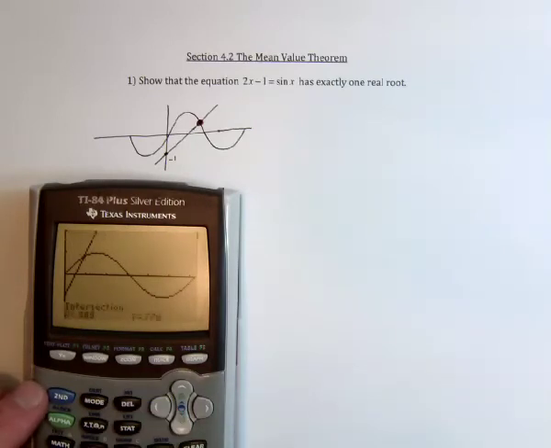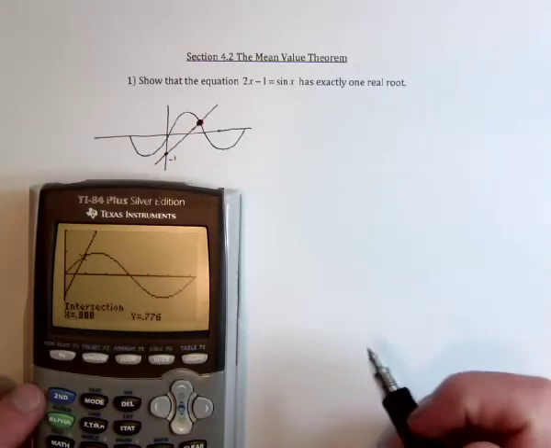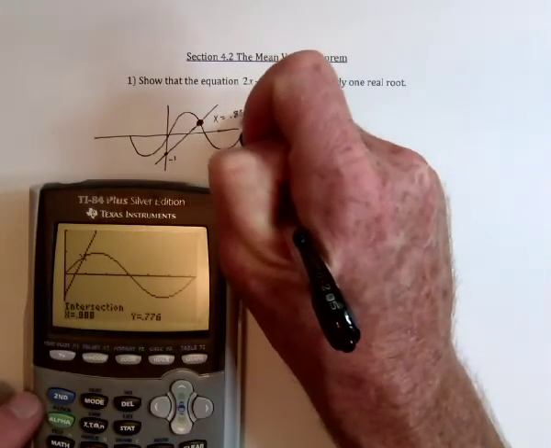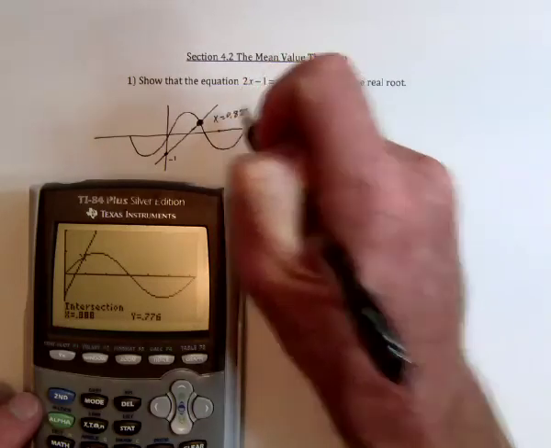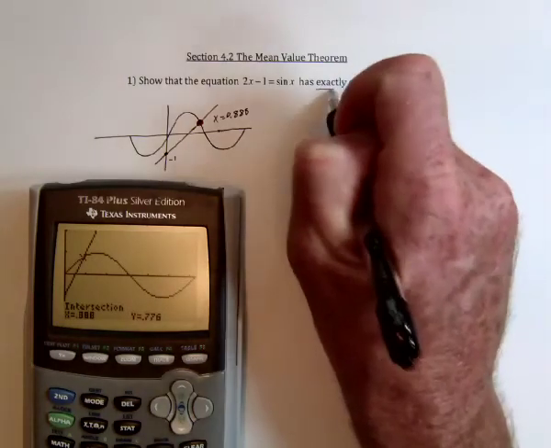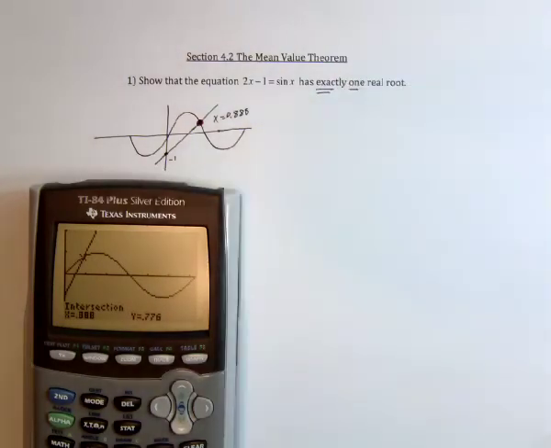All right, so that's at, oh nice, x equals 0.888. So there is one solution. Now show that there aren't any others, that there's exactly one real root.